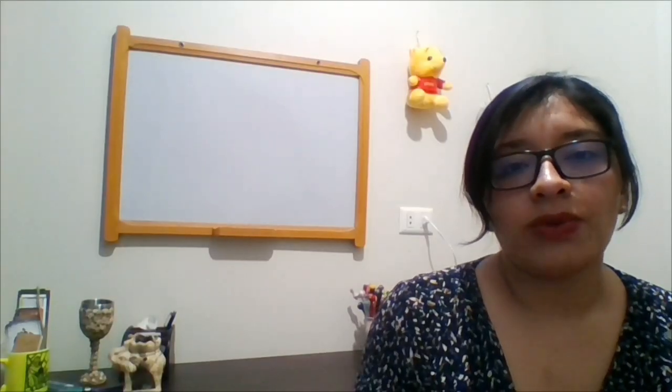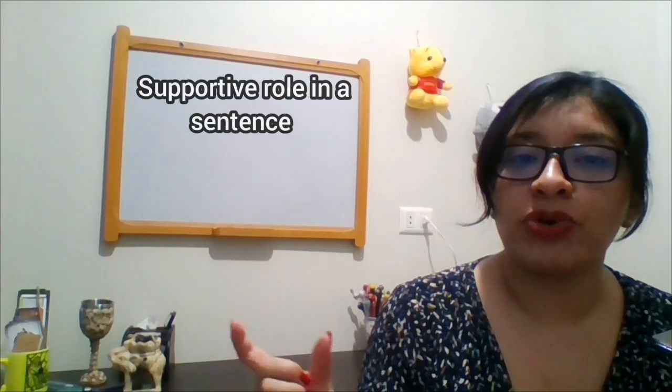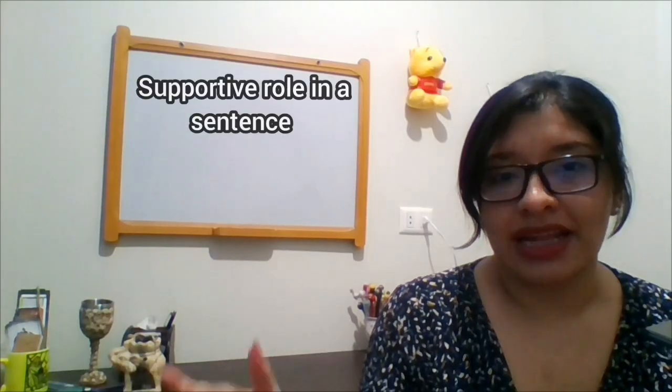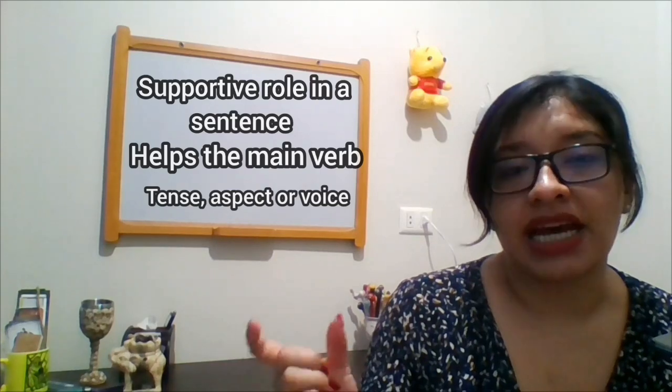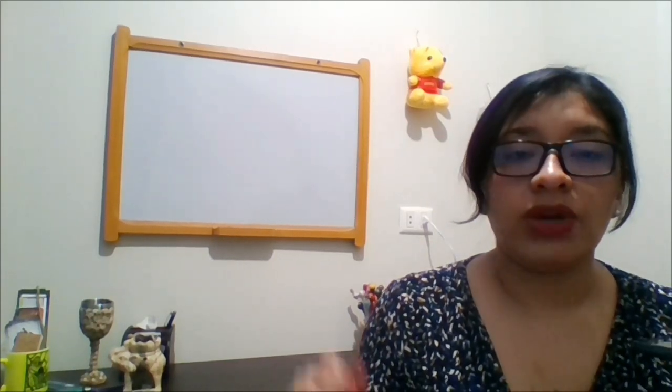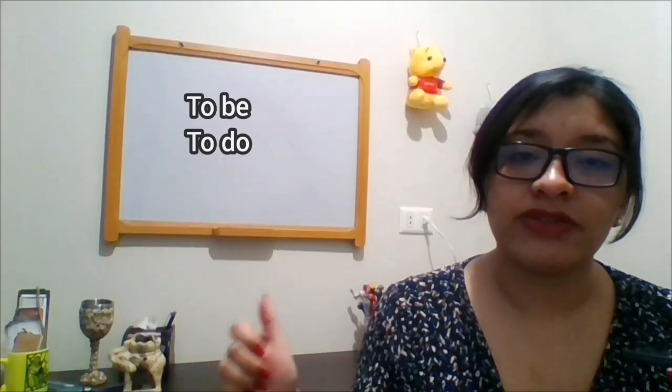First of all, what is an auxiliary verb? It's a type of verb that takes a supportive role in a sentence. It helps the main verb to make it meaningful and to indicate tense, aspect, or voice. We have the verb to be, the verb to do, and the verb to have.